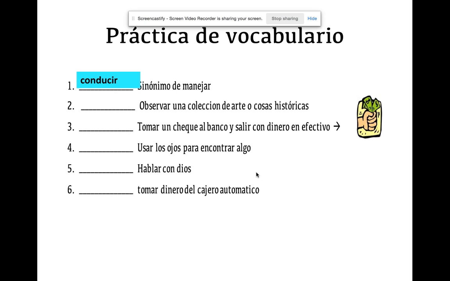So observar is a cognate, right? It looks like the word observe in English. So to observe una colección, so that's also a cognate, a collection. So to observe or look at a collection of arte, art, o cosas históricas, historical things. So that would be ver la exhibición, right? Like when you go to the museum and you see a collection of art from a specific artist, or you go to, I don't know, a history museum and you see a bunch of artifacts from an ancient society, okay, right? That would be to ver la exhibición.